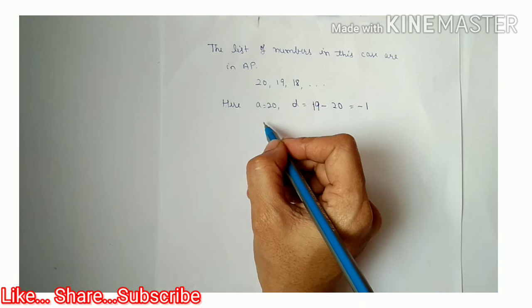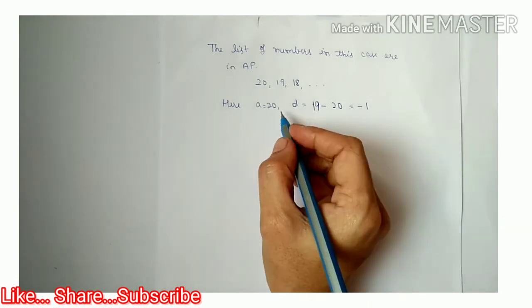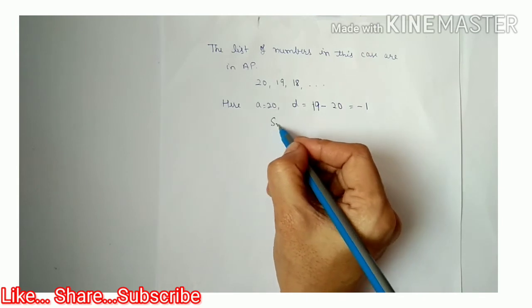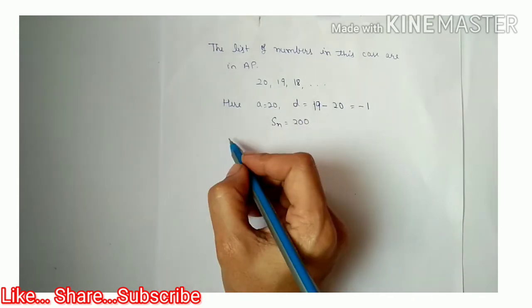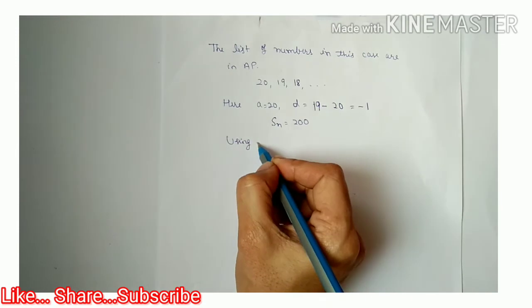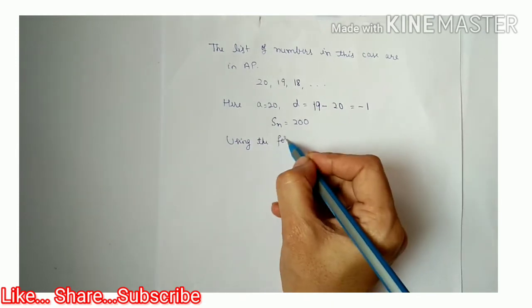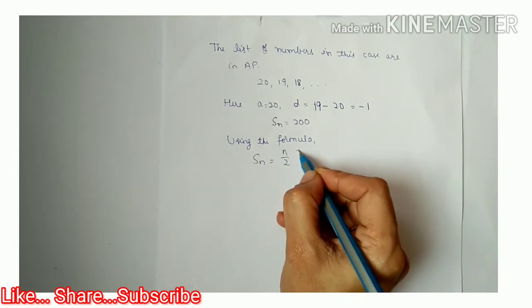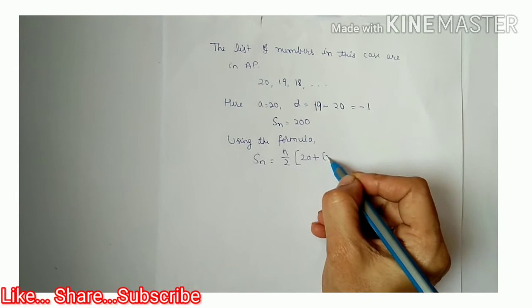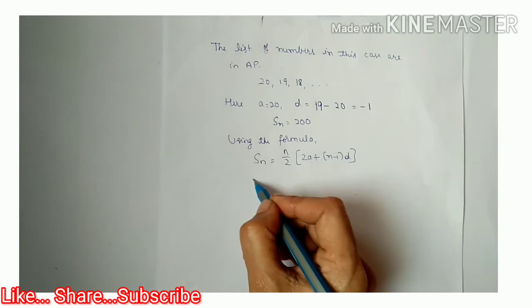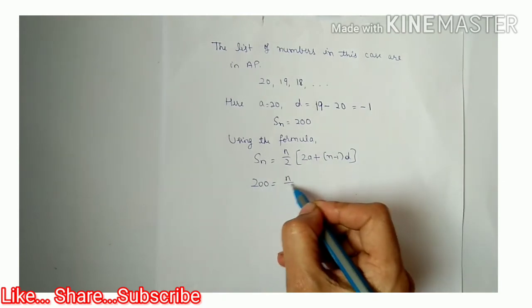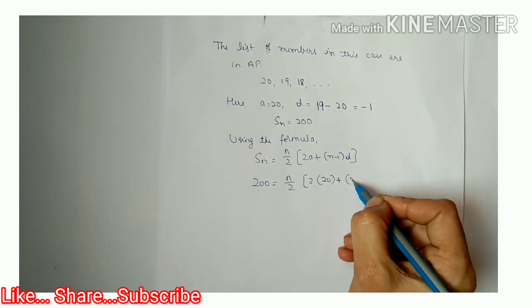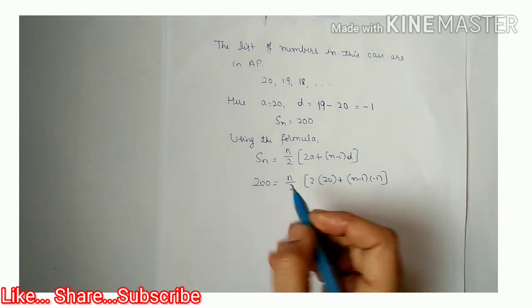Here the total number of logs, 200 logs, are stacked in the following manner. Therefore Sn is 200. Using the formula Sn is equal to n by 2, 2a plus n minus 1 into d, 200 is equal to n by 2, 2 into a, 20, plus n minus 1 into d, which is minus 1.